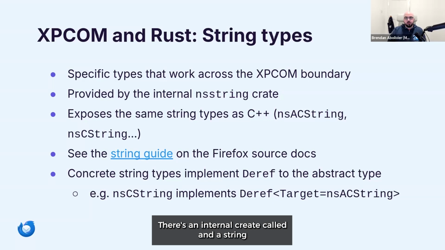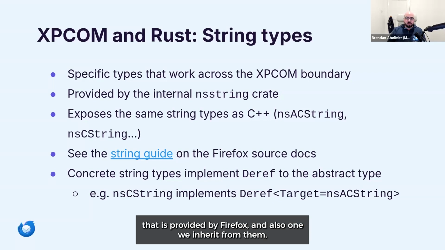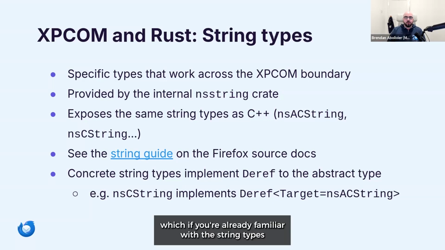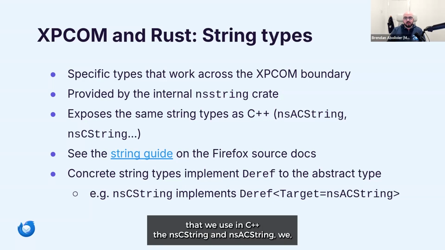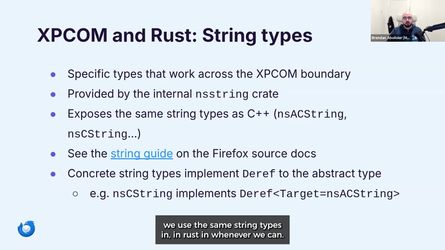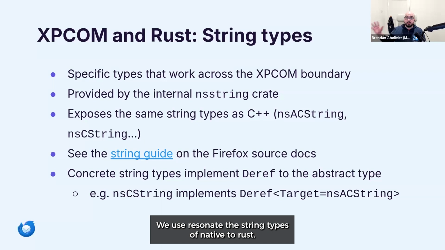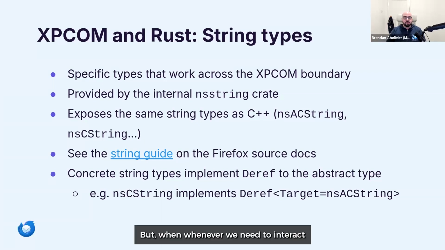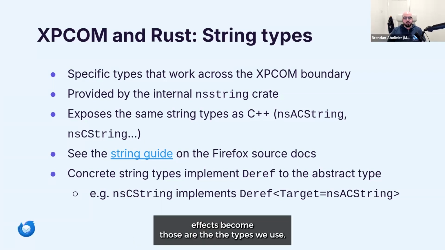There's an internal crate called nsstring that is provided by Firefox, and that we inherit from them. If you're already familiar with the string types that we use in C++, so nsACString, nsCString, we use the same string types in Rust. Whenever we can, we use the string types that are native to Rust. But whenever we need to interact over XPCOM, those are the types we use.